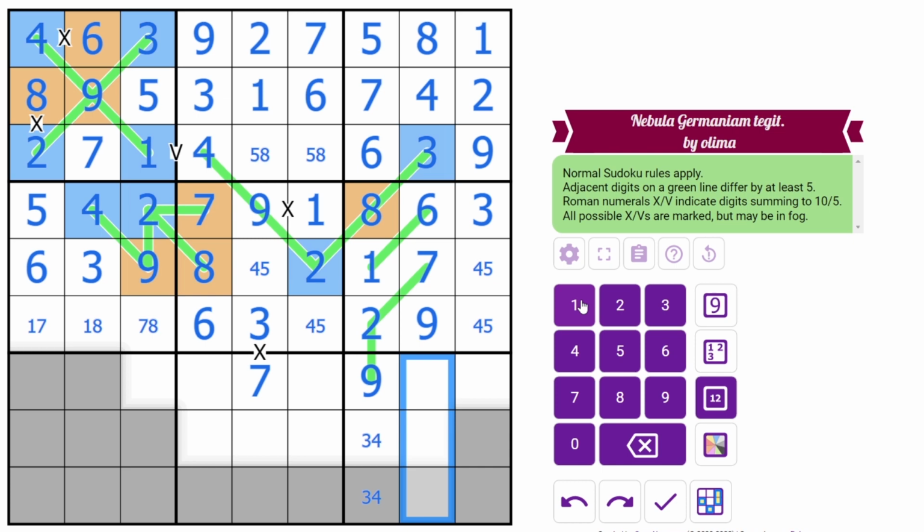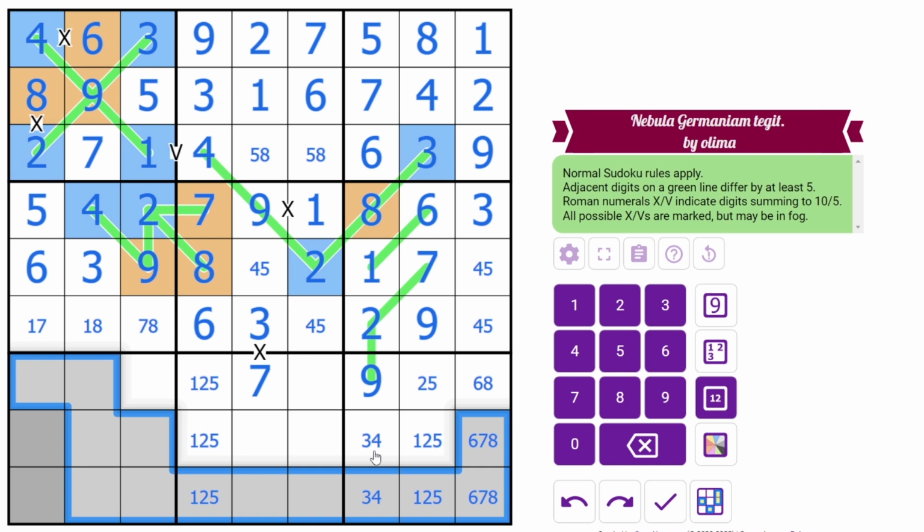And these 3 digits must be 1, 2, 3, 4, 5, 6, 7, 8, which is not being 7. 9. This cannot be 1 because this is 9. 3, 4. Oh, these 3 digits, right? Must be 1, 2, and 5. And none of this is helping. Okay. I hope there will be some clue here, or I don't know. Okay. Anyway, let's continue this.